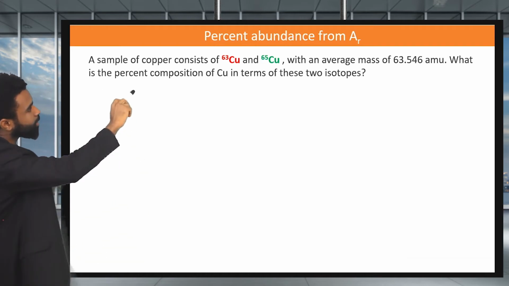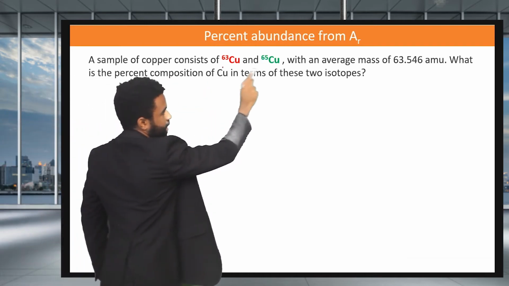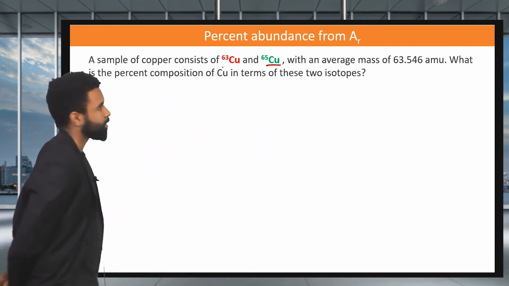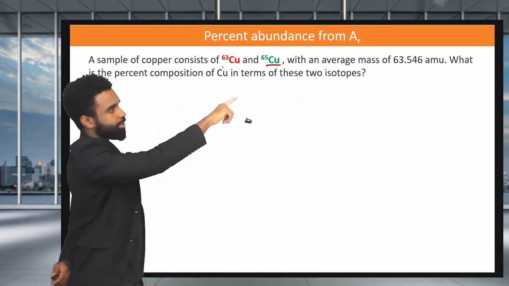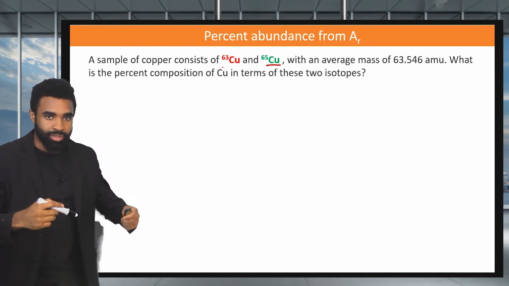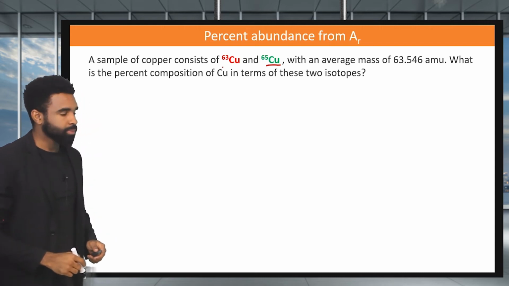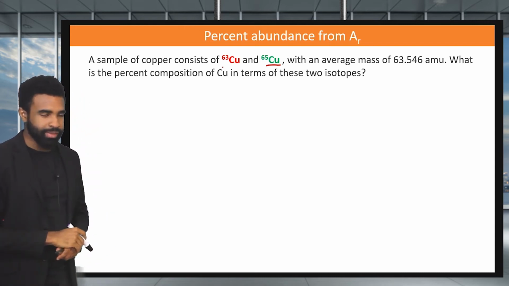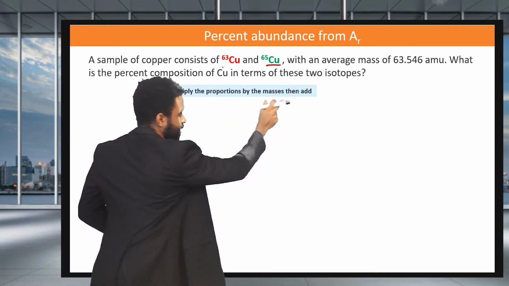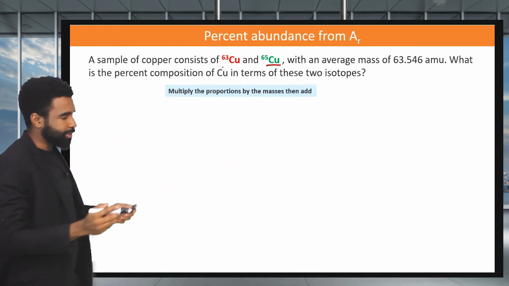A sample of copper consists of copper 63 and copper 65 with an average mass of that stuff. AMU stands for atomic mass units, by the way. What is the percentage composition of copper in terms of these 2 isotopes? Pause the video, think of how you would work this. Here's the idea. We're going to multiply the proportions by the masses and then add, just like we've always done.